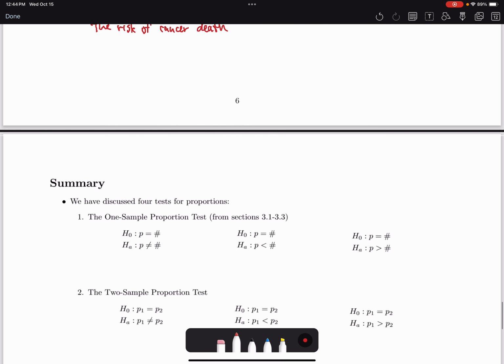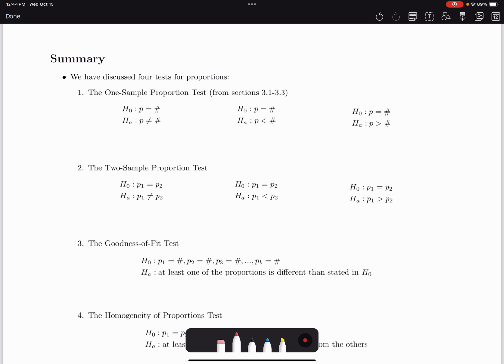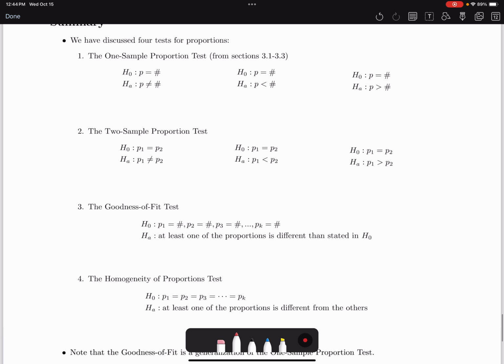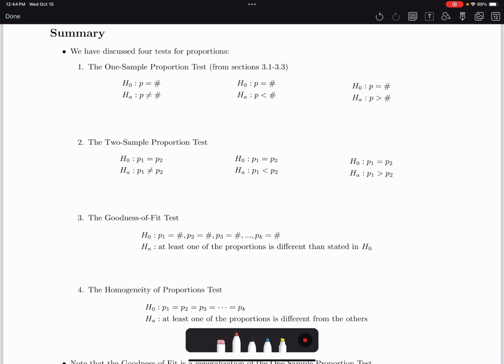Okay, this last page is just a summary of the different proportion tests that we've covered in this unit. So way back at the beginning of chapter 3, we talked about the one sample proportion test. We spent some time talking about that test, but also talking about confidence intervals and stuff like that. But so we have the one sample proportion test, and then we introduced the two sample proportion test. And now in this section, we've done the goodness of fit and homogeneity tests. Just to kind of compare and contrast these, right?